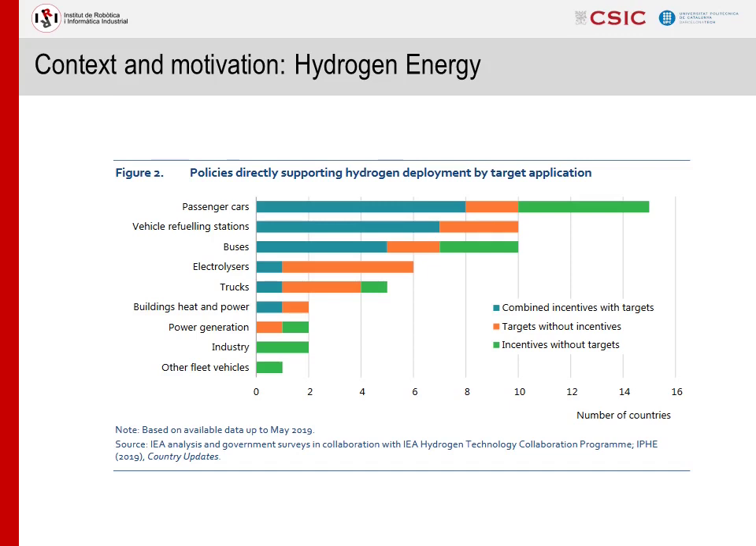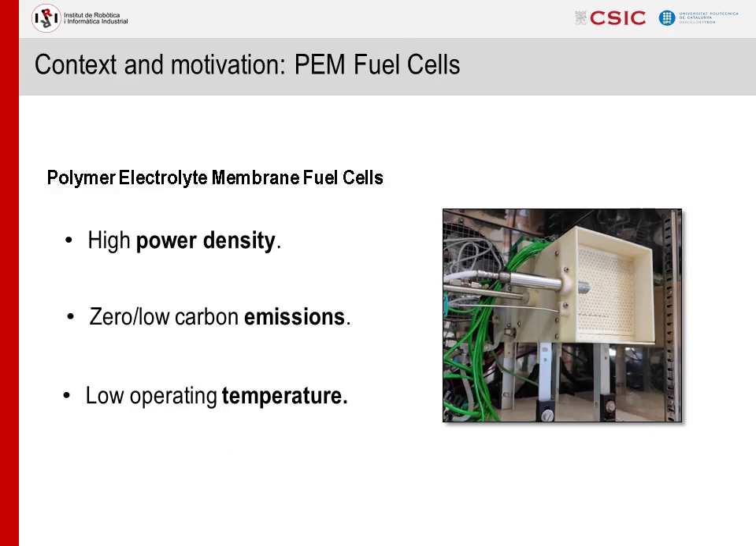In this context, the most used hydrogen-based source of energy is the polymer electrolyte membrane fuel cell, which is the focus of this presentation. A fuel cell is an electrochemical device that converts the chemical energy stored in hydrogen into electricity through chemical reactions. Polymer electrolyte membrane fuel cells consist of a solid polymer that is used as an electrolyte between the anode and the cathode. These devices are characterized by their high power density, low operating temperature and zero carbon emission, which makes them an attractive source of energy for transport applications.